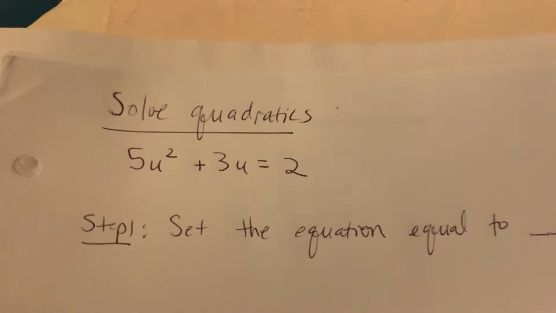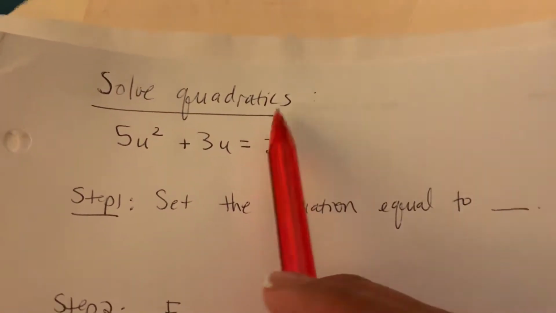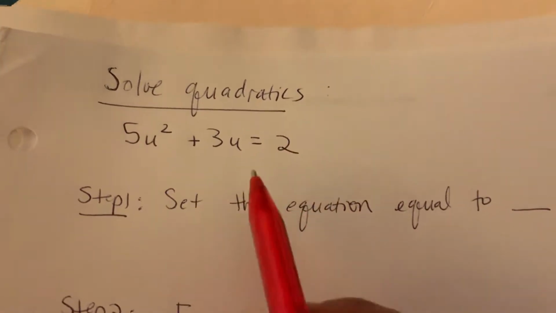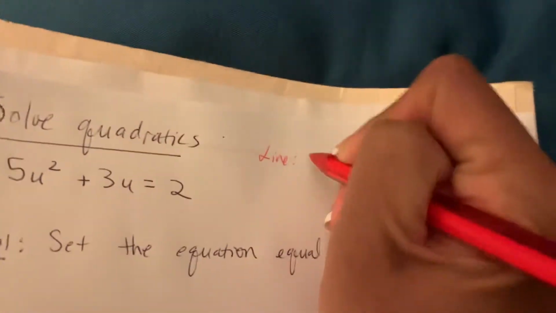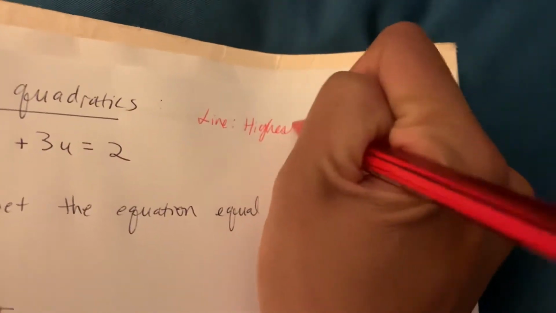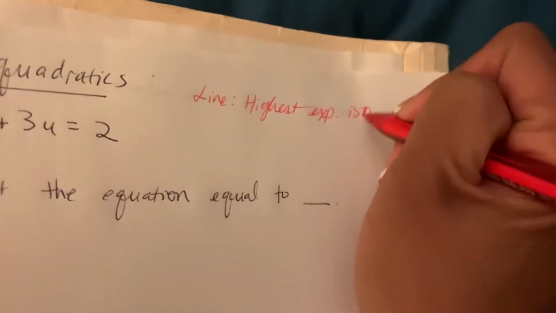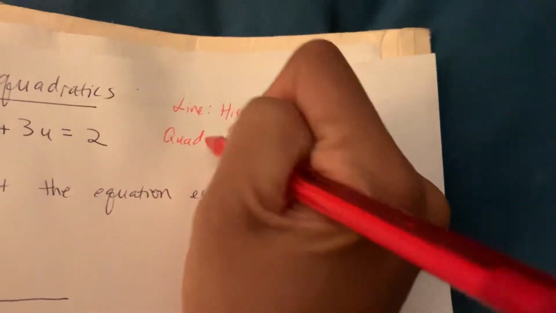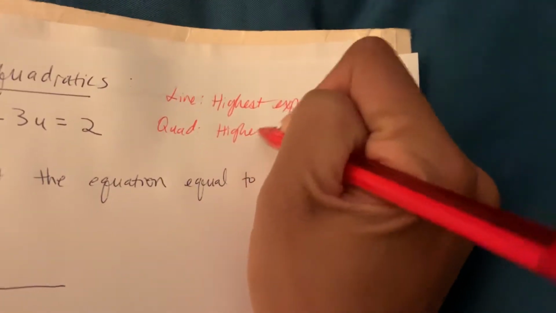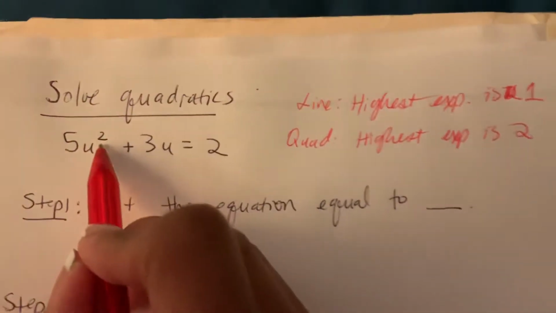Thus far from chapters 1 to 3, we've been dealing with linear equations, meaning equations that become a line. And when it's a line, the highest exponent is 1. But when it's a quadratic, the highest exponent is 2. So here, notice that the highest exponent is 2.